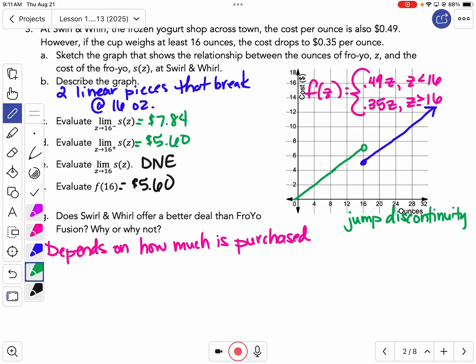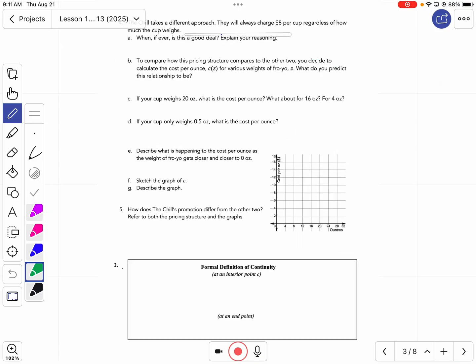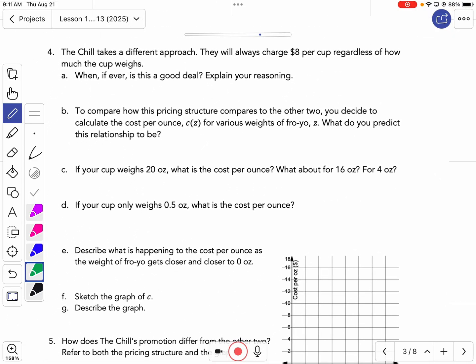All right, and then finally we're going to the chill. All right, so we've been to 3 different yogurt shops now. And let's see what happens at the chill. Okay. At the chill, they take a very different approach. They will always charge $8 per cup regardless of how much it weighs. Okay. When, if ever, is this a good deal?